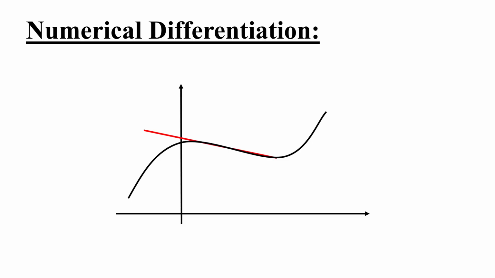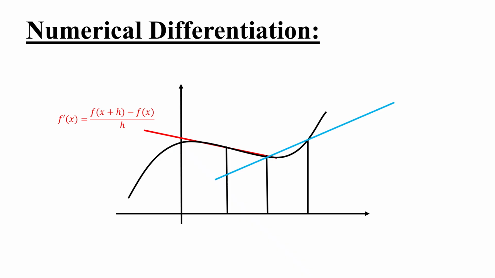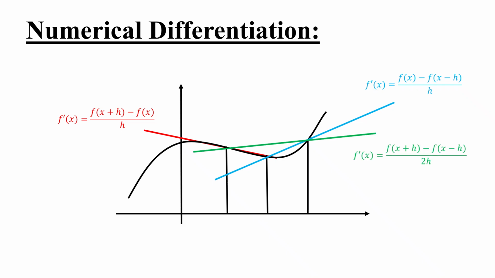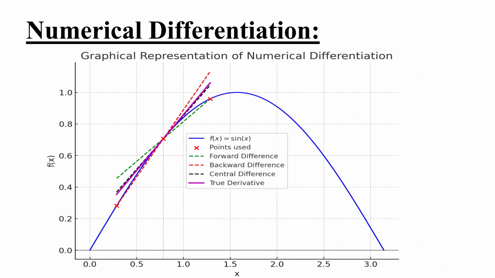If this is a function and this is the derivative, and you have a point here and you are using the previous point, we call it backward difference. If you are using the next point, we call it forward difference. And similarly, if you are using both, we call it central difference.